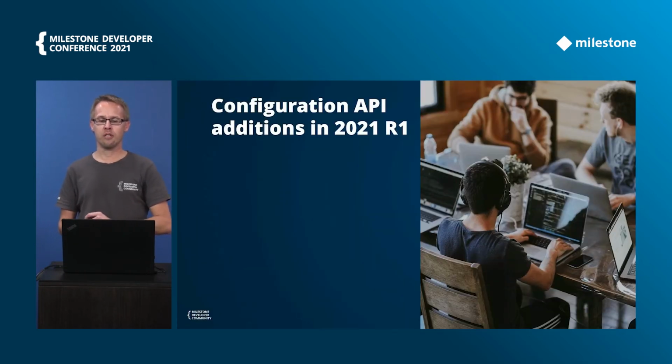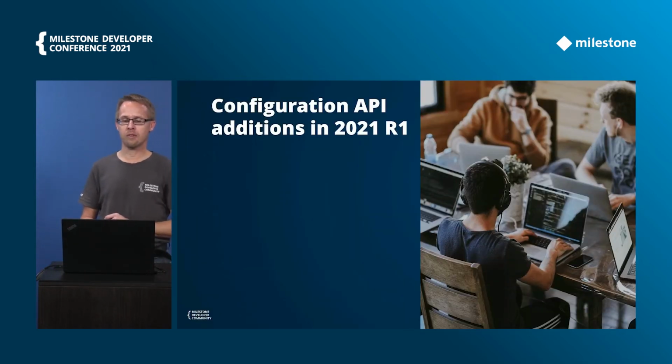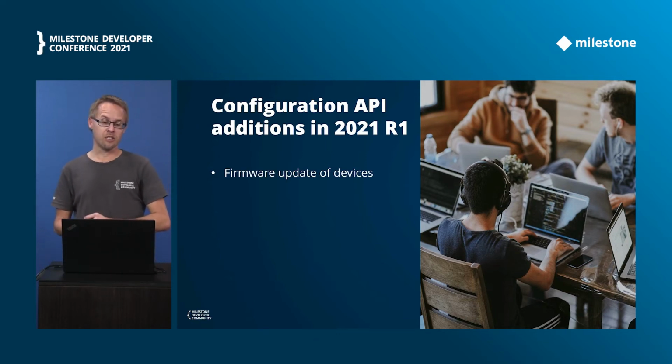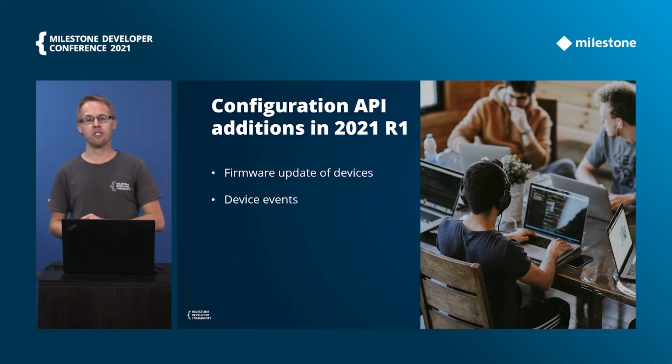But let's go a bit more into details with what we added. So first of all, for our R1 release, as Jan already mentioned, we added support for updating firmware on the devices from the VMS this year, and we also added it to the configuration API. So you can now entirely automatically update firmware from your integration using the configuration API. Furthermore, we added support for configuring the device events, so you can now enable events on the devices.